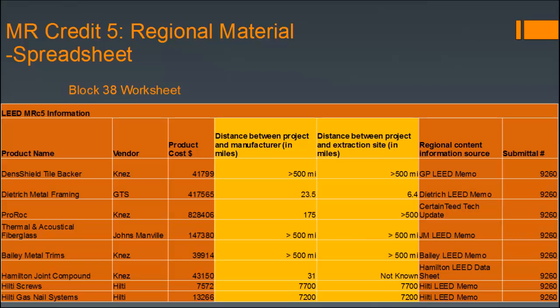So you see with Dietrich Metal Framing, second row down, the distance of the manufacturer and the extraction site are both less than 500 miles. So if the whole product applied to that, then that entire 417,565 could be counted towards the aggregate total. And then that aggregate total needs to be at least 10% of the total material costs to earn 1 credit for regional material, just to put it into scale.